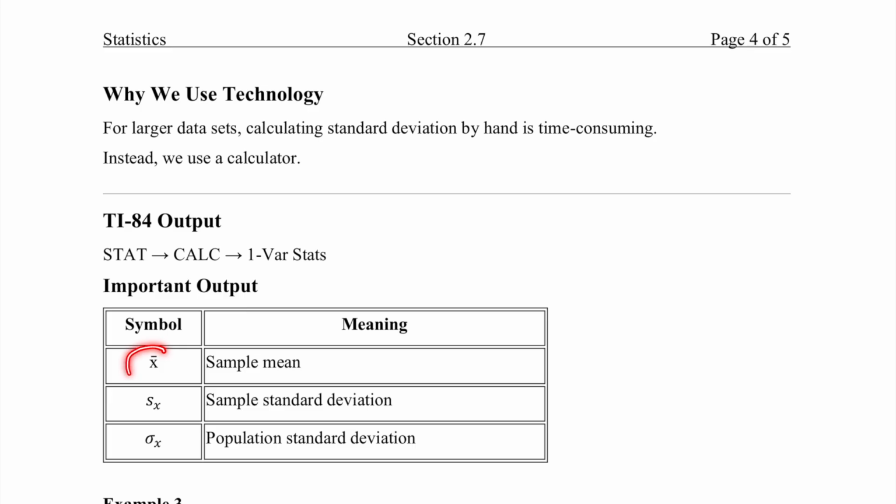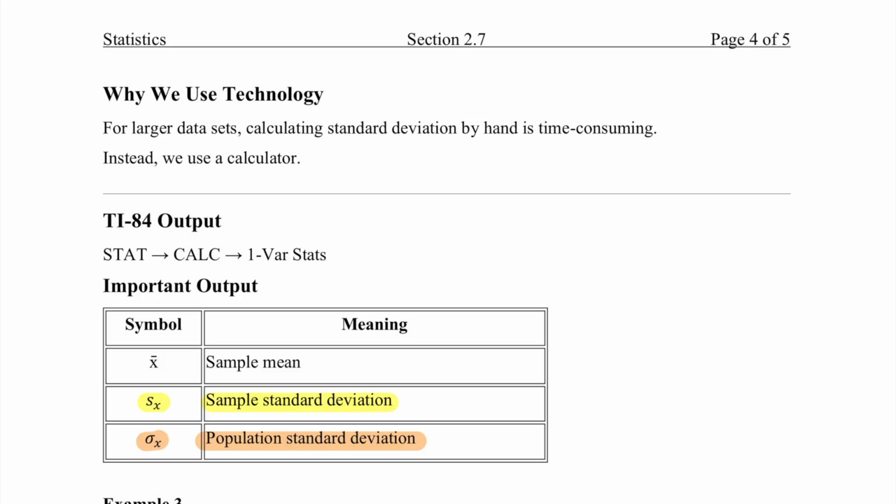First, X bar represents the sample mean. Sx represents the sample standard deviation. Sigma x represents the population standard deviation. This is a very common place for students to make mistakes. Be careful here. The calculator gives you both standard deviations. It is your responsibility to choose the correct one.